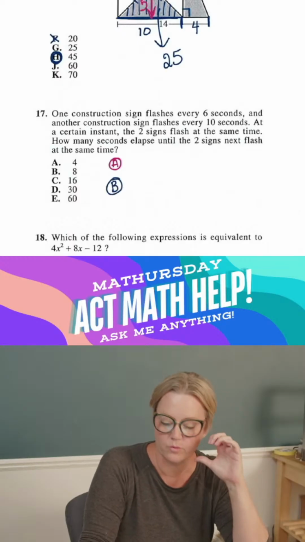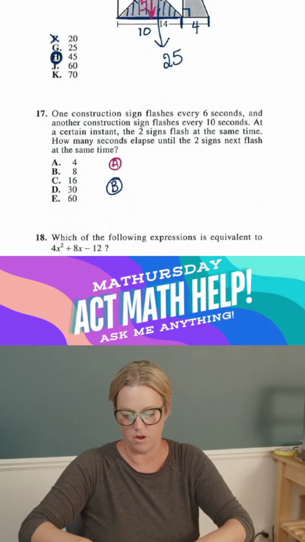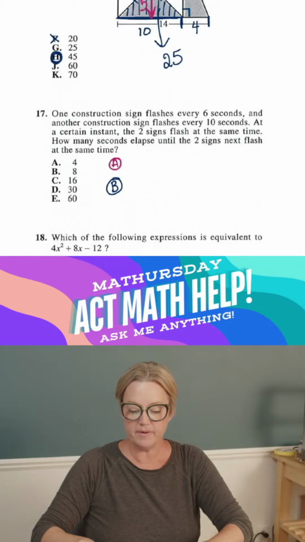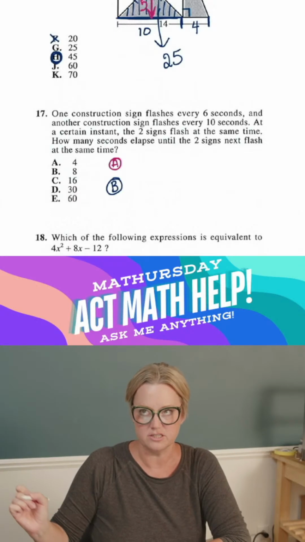So light A, we'll just say that the time they flashed at the same time is 0, right? Then how many seconds until the two signs next flash at the same time? Two signs flash at the same time.